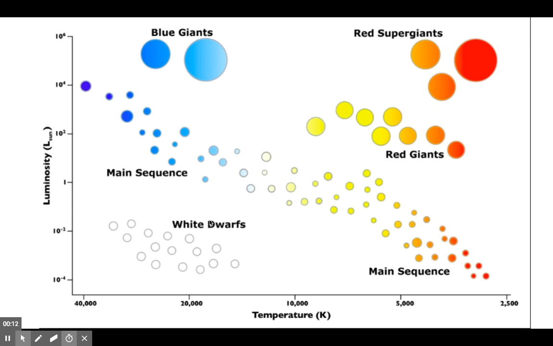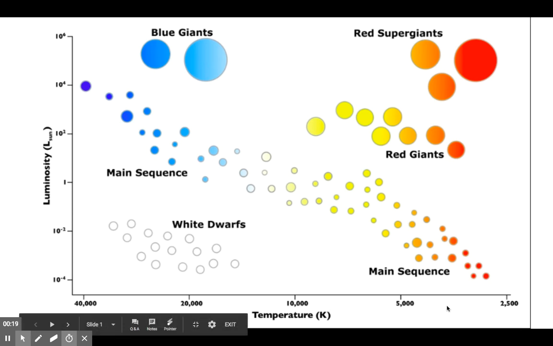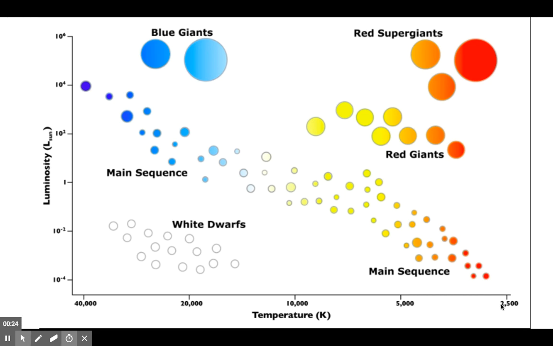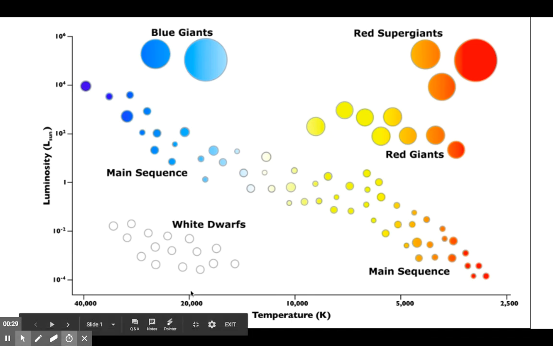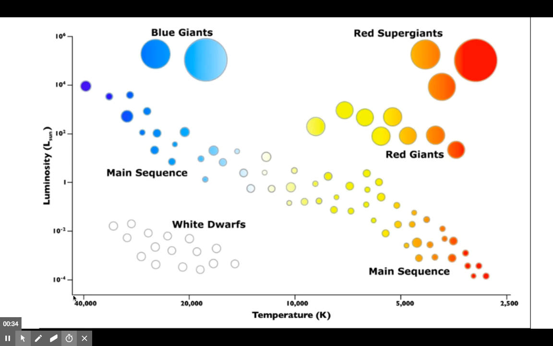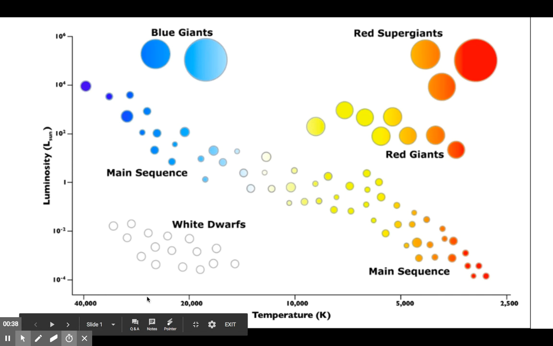We have our luminosity, which is also brightness or magnitude, on the y-axis. And then on the x-axis, we have temperature. It is opposite from math, because in math, the x-axis increases as you go to the right. So it would be like 0, 1, 2, 3, 4, 5, all the way to whatever number. But on the HR diagram, it is reversed.